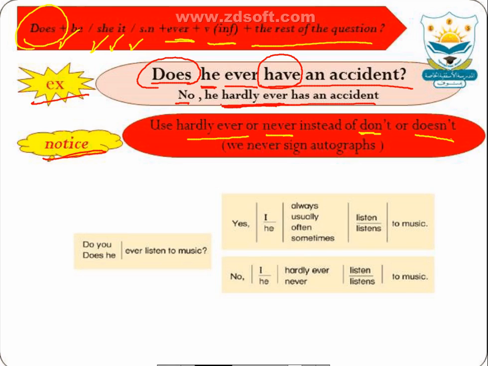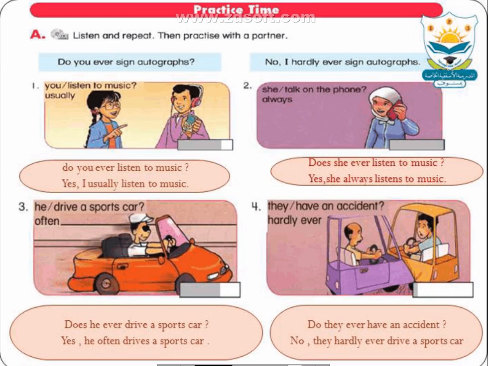Okay. And remember, the rule is, do you ever listen to music? Does he ever listen to music? Yes, I or he always, usually, often, sometimes listens to music. Okay. Now practice time. For example, do you ever sign autographs? No, I hardly ever sign autographs.